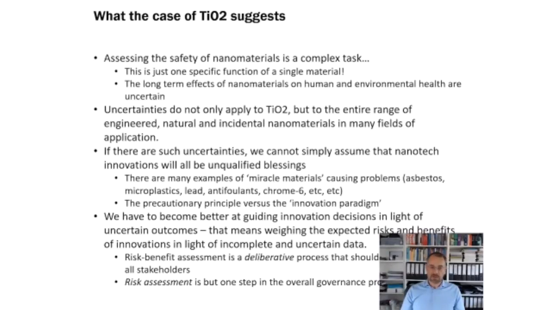Now, if there are such uncertainties, we cannot simply assume that nanotechnology innovations will all be unqualified blessings. There are many examples of miracle materials from the past that have turned out to cause problems, like asbestos, microplastics, lead, antifoulants, pesticides, and so on and so forth. And we as a society need to make decisions about the use of such materials despite the uncertainty surrounding their effects. And importantly, this is not a purely scientific but a political question. Risk-benefit assessment is a deliberative process that should include the views and concerns from all stakeholders.